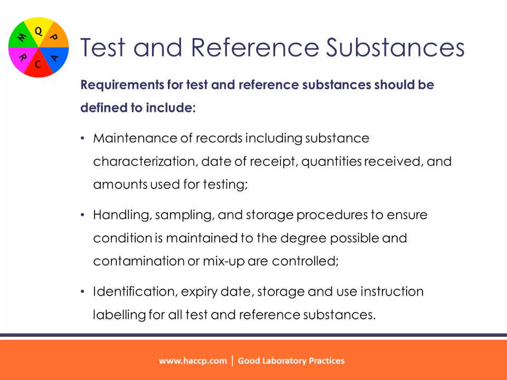Requirements for test and reference substances should be defined to include maintenance of records including substance characterization, date of receipt, quantities received, and amounts used for testing. Handling, sampling, and storage procedures to ensure condition is maintained to the degree possible and contamination or mix-up are controlled. Identification, expiry date, storage and use instruction labeling for all test and reference substances.